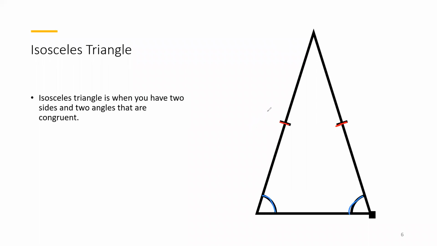So let's pretend this side length was 5. If that was true, and this was an isosceles triangle, that means this is also 5. Now let's say this angle is 45. This angle goes with this side length, and they are congruent. So this also has to be 45. Okay, so let's move on.